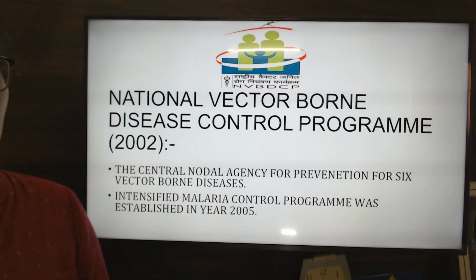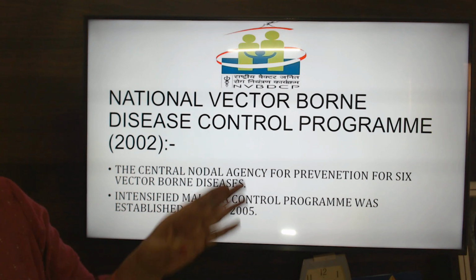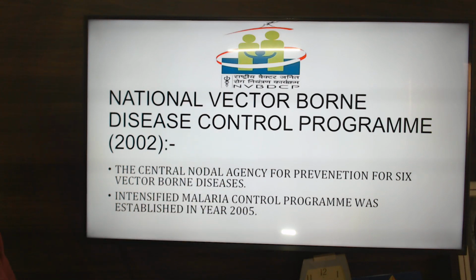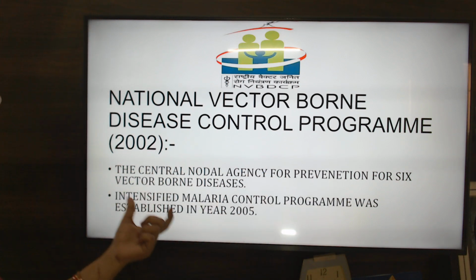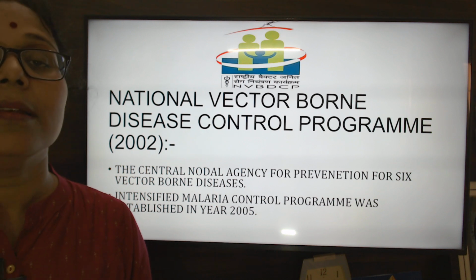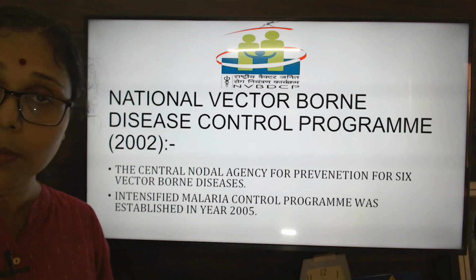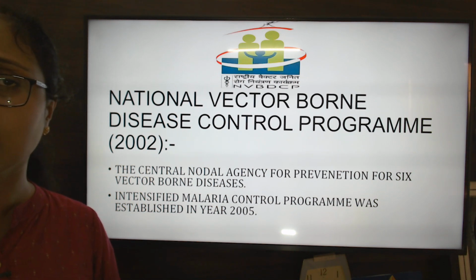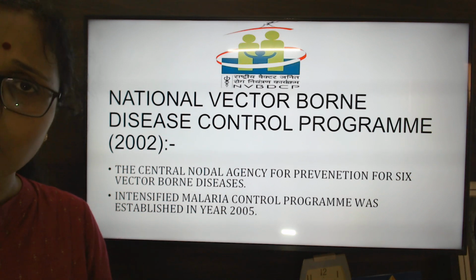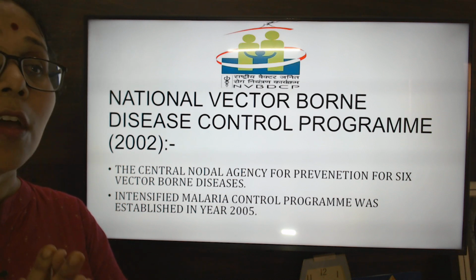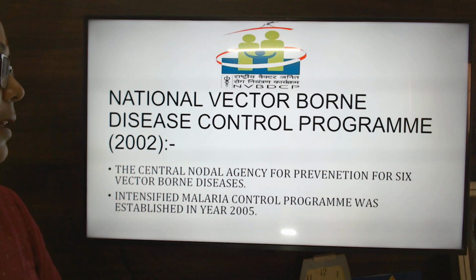Next, the National Vector Borne Disease Control Program, 2002. This is the logo of NVBDCP. This is the central nodal agency for the prevention of 6 vector-borne diseases, like malaria, filaria, kala-azar, Japanese encephalitis and others. These are a few vector-borne diseases whose incidence was also increasing. So the NVBDCP control program was launched in the year 2002.